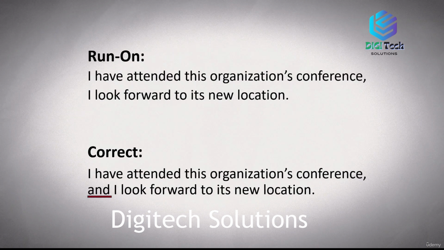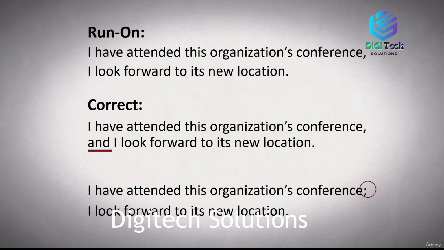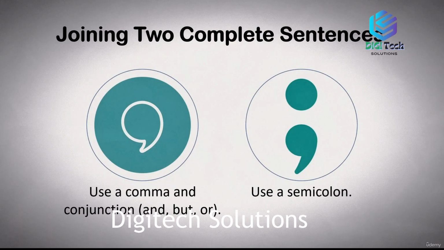Look at this comma. I have attended this organization's conference, comma, I look forward to its new location. This is a run-on sentence. The corrected version is I have attended this organization's conference, comma, and I look forward to its new location. Or I have attended this organization's conference, semicolon, I look forward to its new location. The comma is not a strong enough mark to hold together two complete sentences.